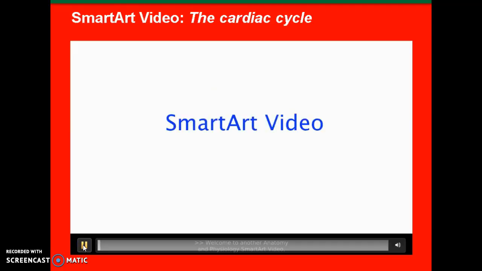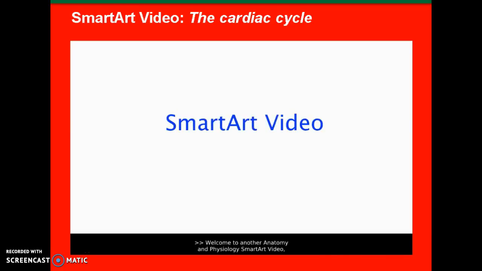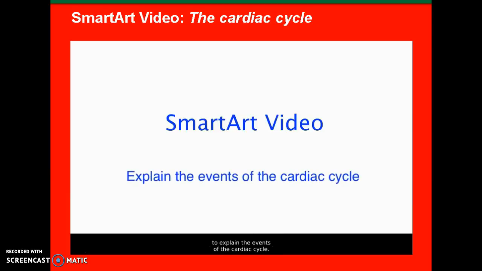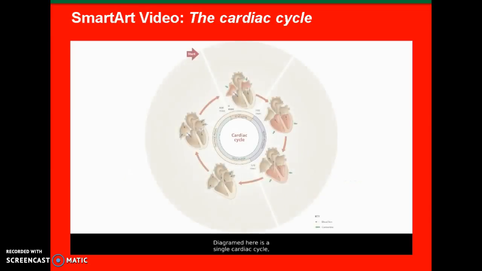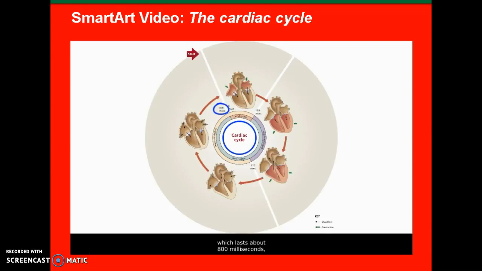Welcome to another Anatomy and Physiology Smart Art video, where we guide you through an important piece of art. After watching this video, you should be able to explain the events of the cardiac cycle. Diagrammed here is a single cardiac cycle, which lasts about 800 milliseconds, or 0.8 of a second. Let's begin here at the red arrow labeled Start.